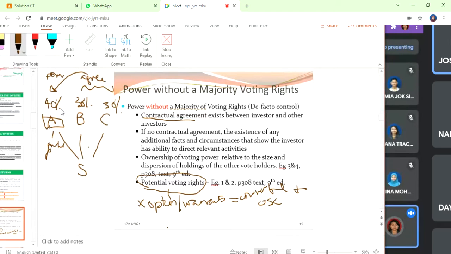Another example of potential voting rights is convertible preference shares or convertible debentures. Did you ever learn about convertible preference shares, the different types of preference share capital and debentures? Yes or no? Have you ever heard of this?